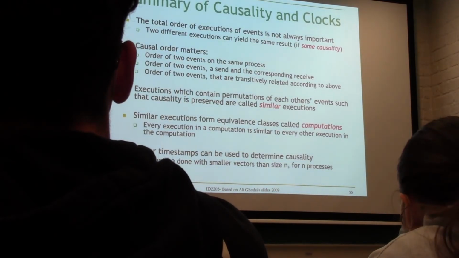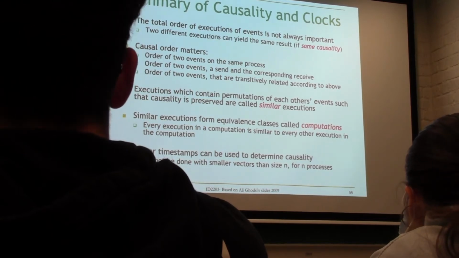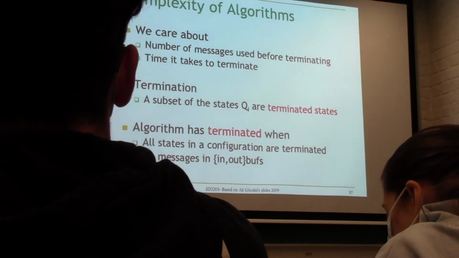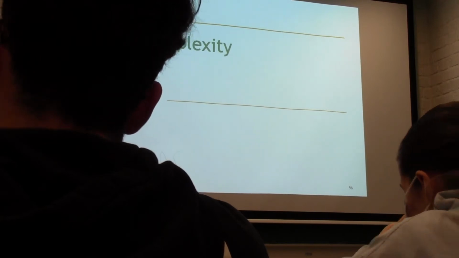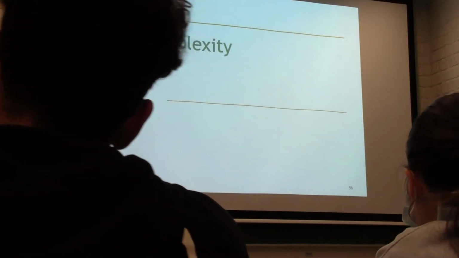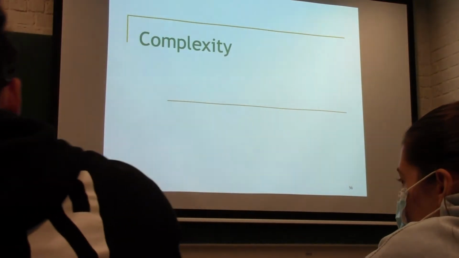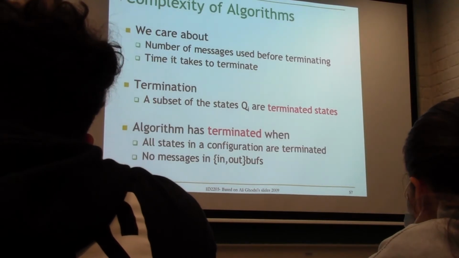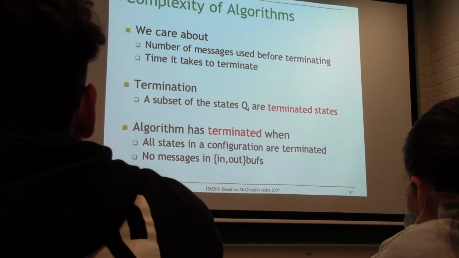Okay, I'm not going to go over this. So this is the summary of the causal stuff. I want to say a little bit about complexity. So now I want to show you something about timing. Okay, so we know causality now. We know how things are executing. And so I want to show you something about time, how long something takes, but in the model.